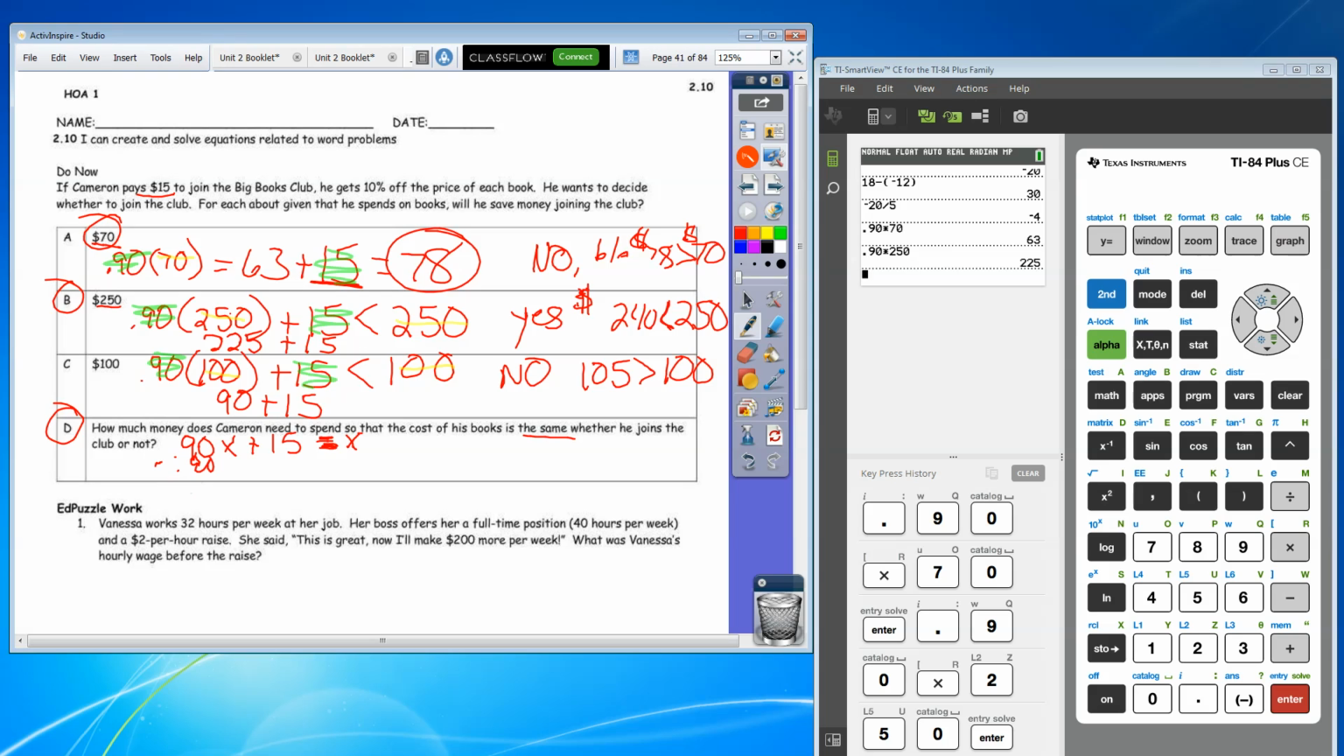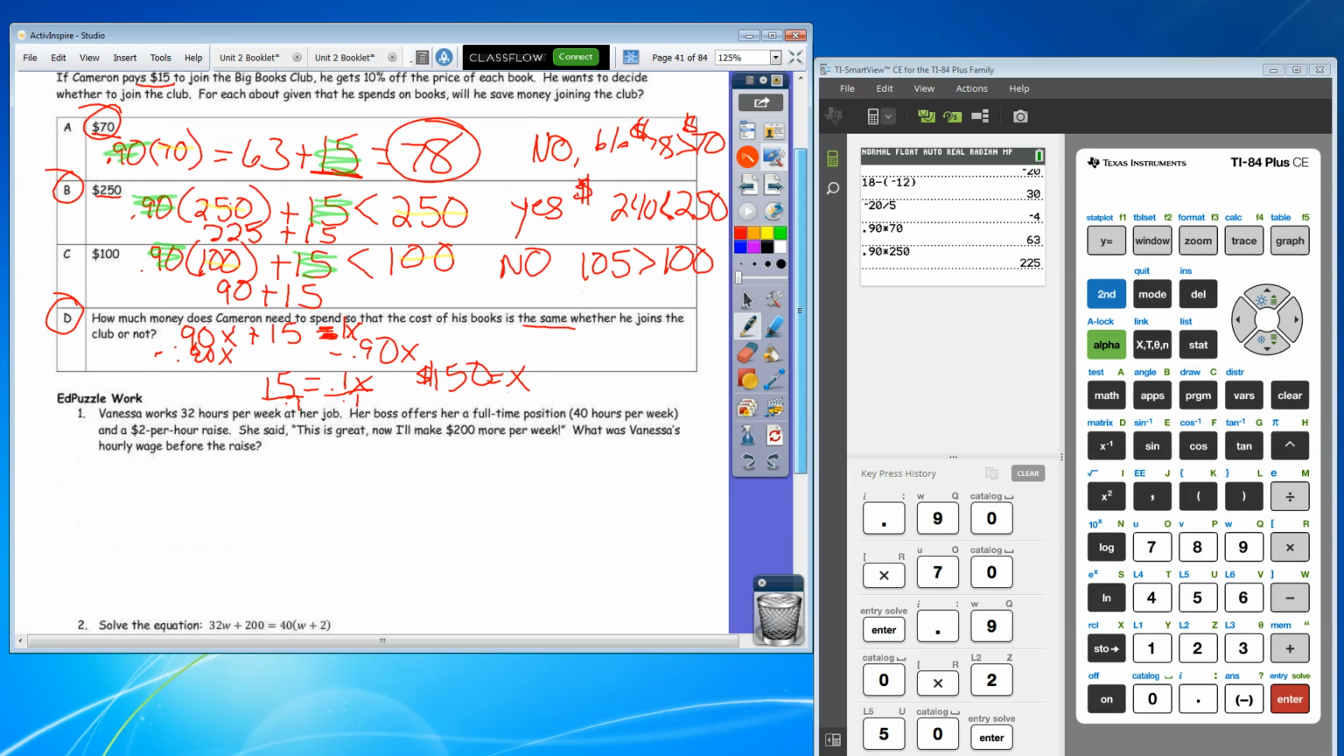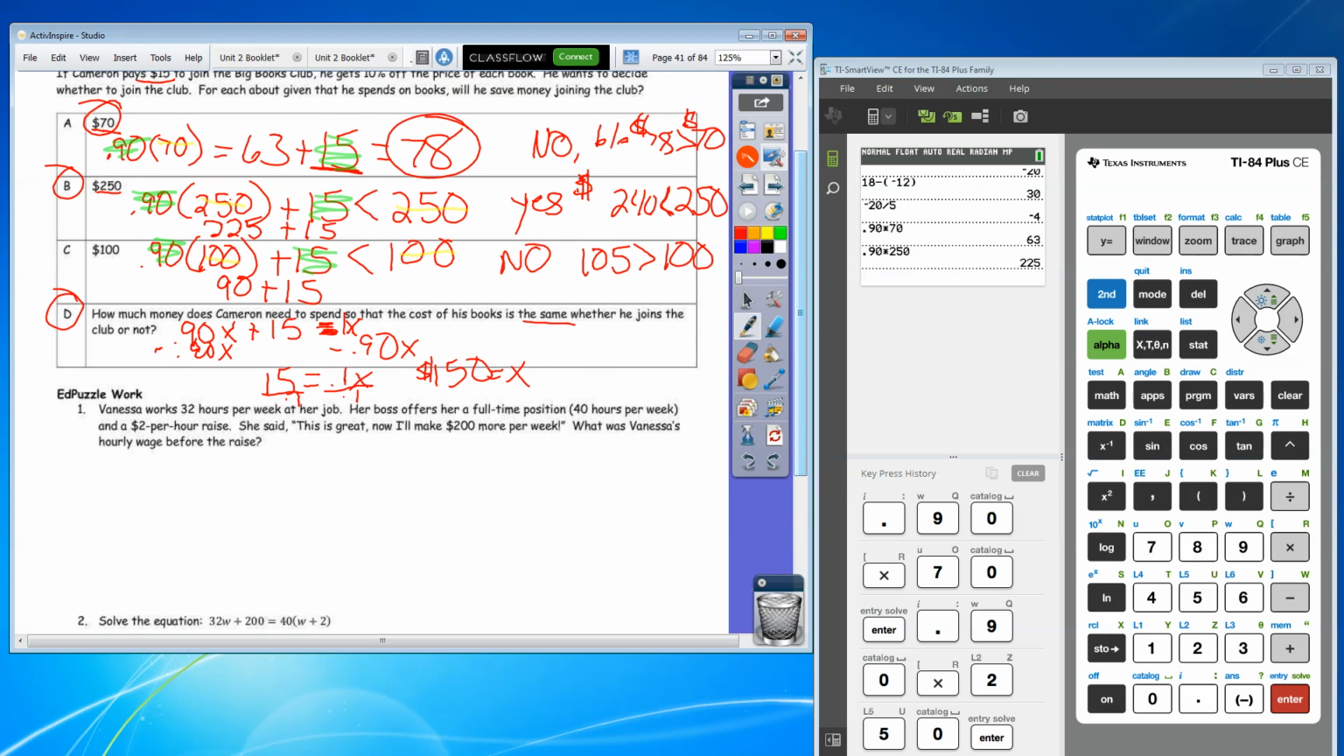Minus 0.90x, minus 0.90x. Remember, there's an imaginary 1 here. So 1x minus 0.90x is 0.1x. Then you divide by 0.1, divide by 0.1, and I believe this is $150. So if you got $150, you are correct. It doesn't matter which option you go with, joining the book club or not joining the book club. If you spend $150, you'll pay the same amount. Okay? All right, so let's do this again.